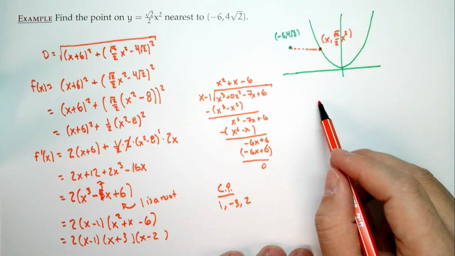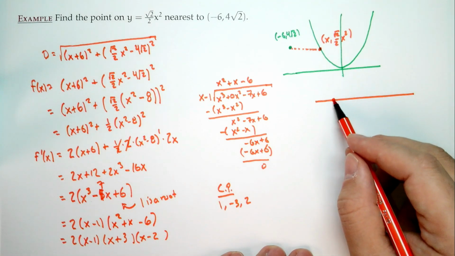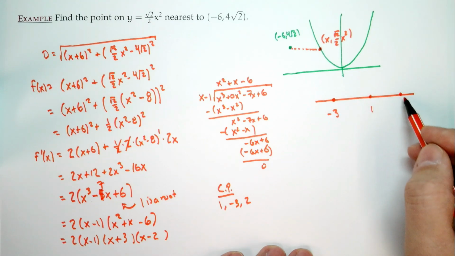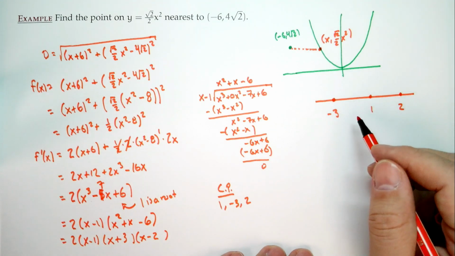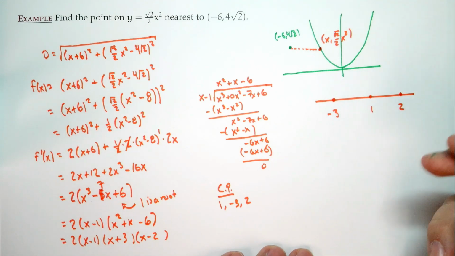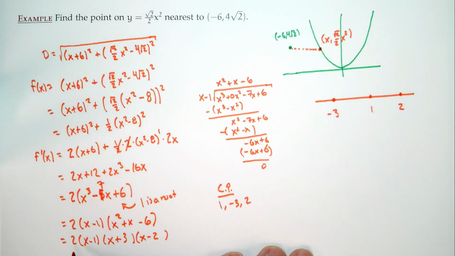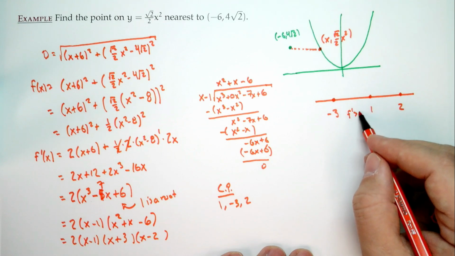Let's think about what's true about these critical points. So suppose we write these critical points down: negative 3, positive 1, and 2, and we can say what's true about our sign. Well, for instance, suppose we take 0 and plug it in. We're going to see positive, negative, positive, negative. It says f prime is positive.